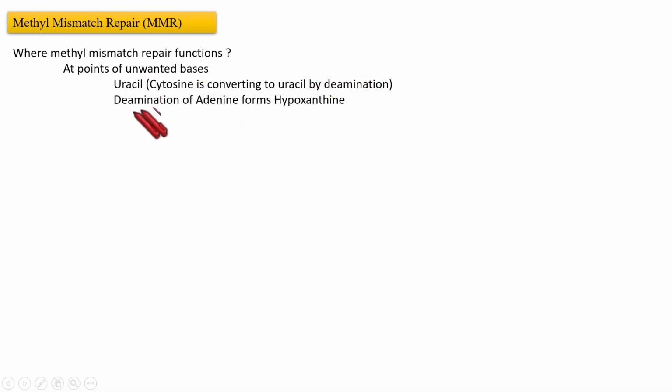Another case, adenine's deamination. Deamination of adenine forms what? Hypoxanthine. So, that is also an unwanted base. So, uracil from cytosine's deamination, then adenine's deamination. Both these situations result in the presence of unwanted bases in the DNA. Then another case, so many different types of methylations. Methylations of normal bases also result in the formation of unwanted bases. So, all these situations need to be corrected.